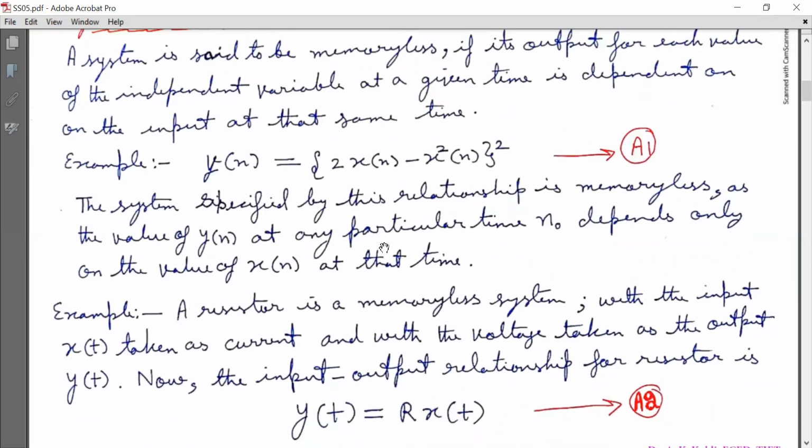Now the next example is a resistor, which is a memoryless system, with the input x(t) taken as current and the voltage taken as the output y(t). The input-output relationship for a resistor is y(t) = R x(t), mark it as equation A2. This is a well-known relation, and this is a memoryless system.